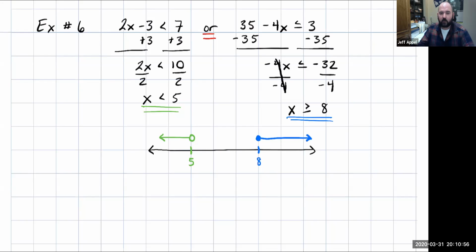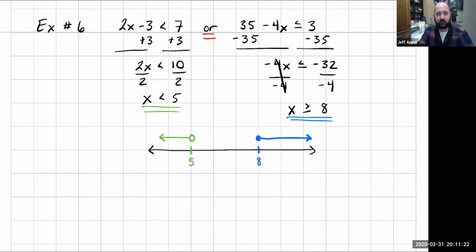Well, if you saw a graph like this, and the word connecting them was and, what would your answer be? Think about that for just a second. If the word connecting these inequalities was and, and this was the graph that you found, your solution would be the empty set, right? Or you would maybe write down no solution, because there is no overlap. But that's not what we're dealing with here.